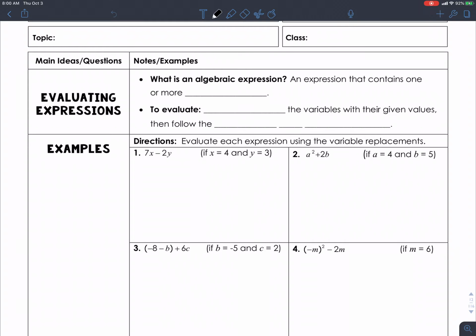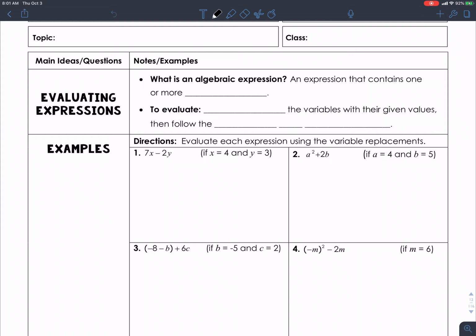Today we are going to be working on evaluating expressions. It's very important that you pay attention to this today. This is extremely important when it comes to the things we will be doing for the rest of the year. You're going to have to get familiar with words such as substitute and variable.